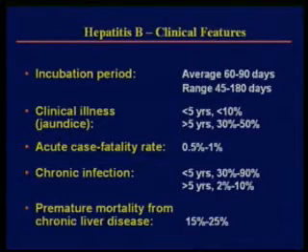Acute case fatality rate, about 0.5 to 1%. You notice this is different from hepatitis A. Hepatitis A doesn't kill you. It makes you very sick, but it doesn't kill you. But hepatitis B can certainly put you under, and quickly too. Chronic infection. If you're under 5 years old, the chance of a chronic infection is 30 to 90%. But if you're over 5 years, the chance of a chronic infection is from 2 to 10%, an important difference. And premature mortality from chronic liver disease, 15 to 25%. And you certainly don't want to have hepatitis B and be an alcoholic. Not a good combination.